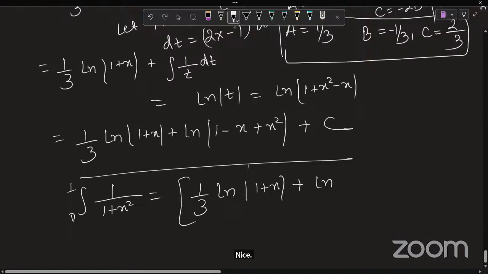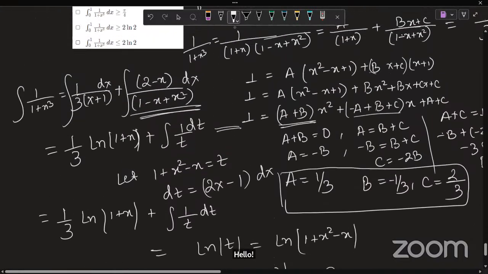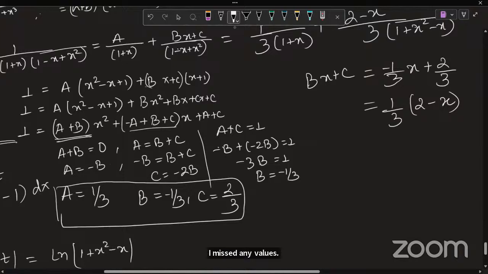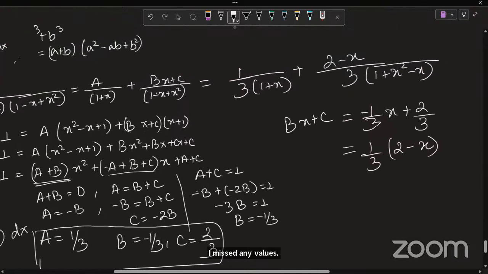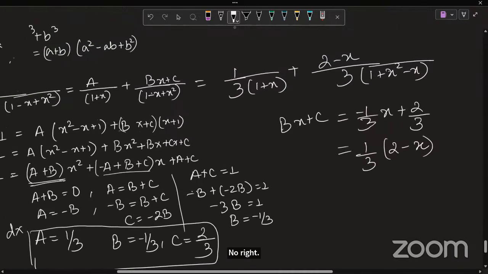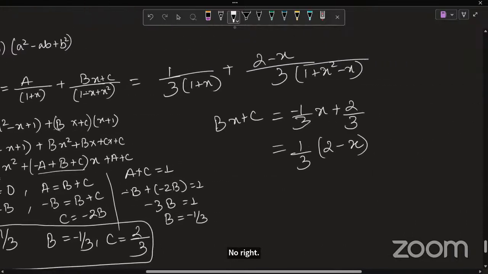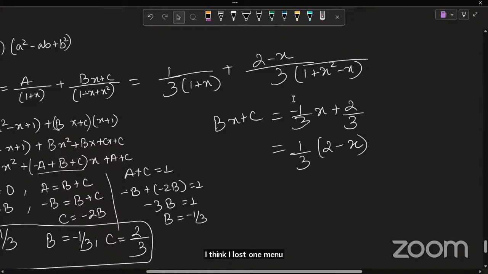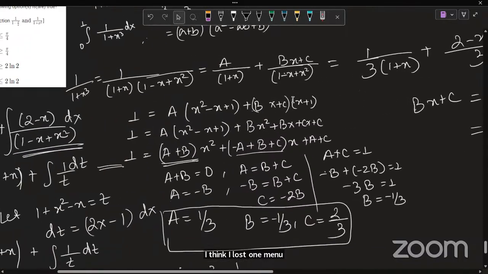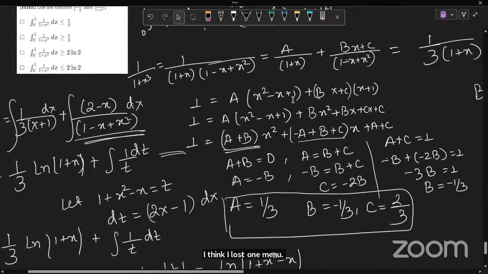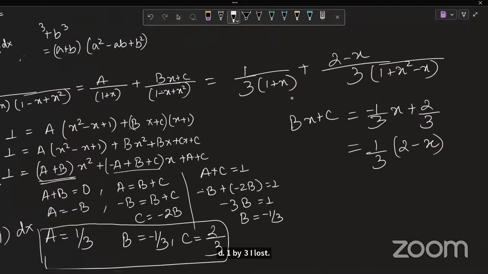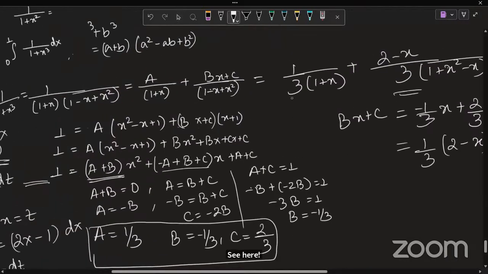Did I miss any values? No, right? All are clear. I think I lost one value here. The 1 by 3 I lost. See here, 1 by 3 I lost. Is this 3 value?